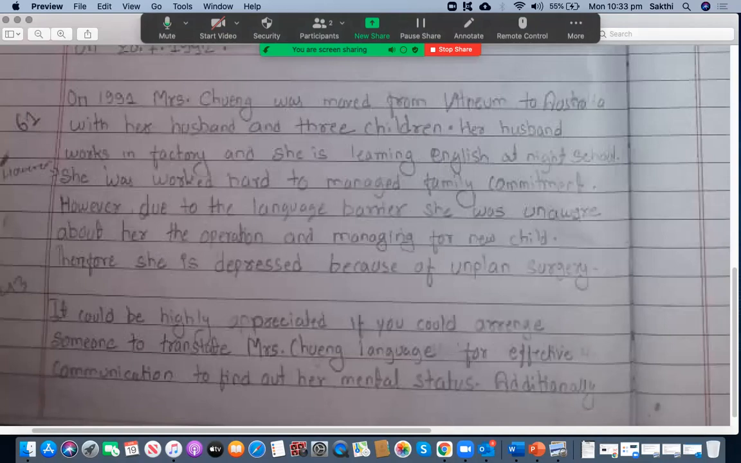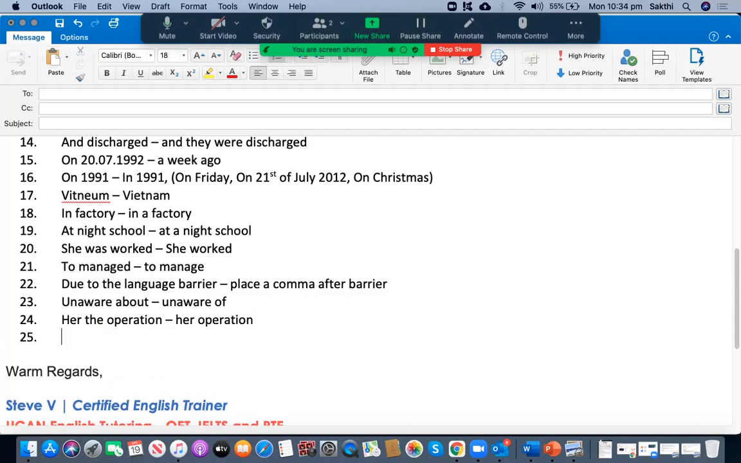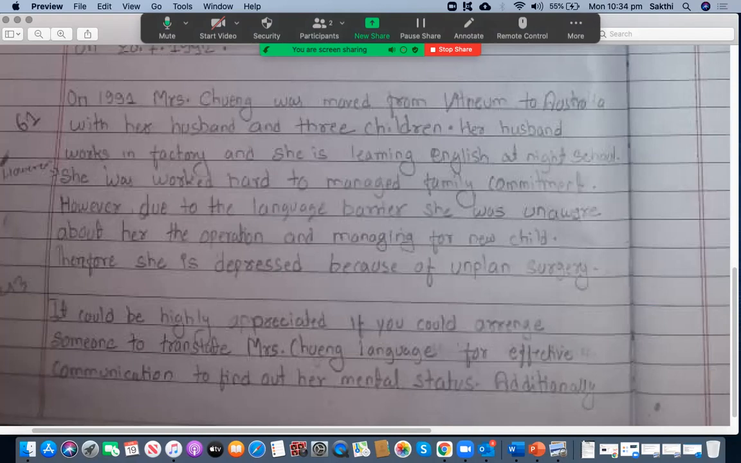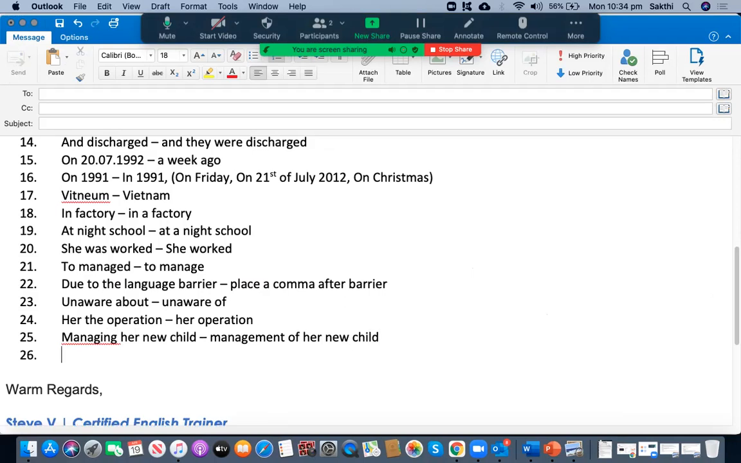She was unaware of her the operation and managing. No, this is wrong. She was unaware of her operation. Don't use her and the operation together. They are the same thing. You have to use one of them only, not both. Her operation is okay. So she was unaware of her operation and management of her new child, okay. That's correct.